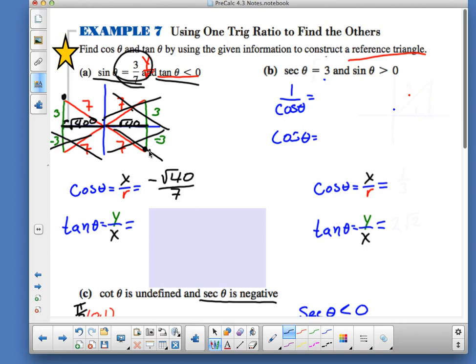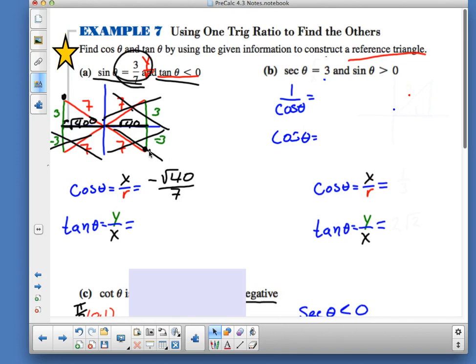Okay, tangent. Remember? Opposite over adjacent. It's 3 over negative square root of 40, or negative 3 over the square root of 40. Are you okay with that? Now, I'm not going to make them pretty. I'm not going to care about it. I'm just going to care that you know that that's how we got stuff. Are you all right?